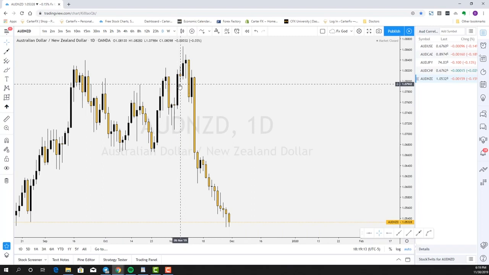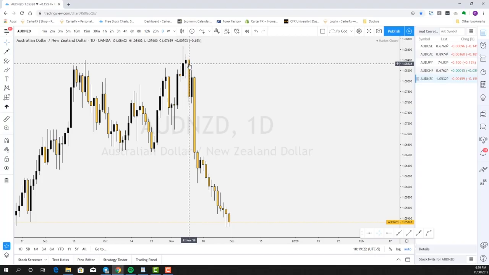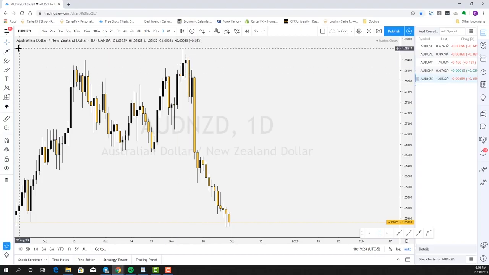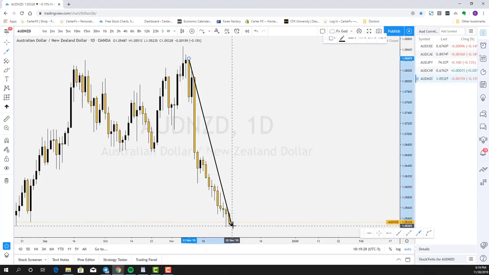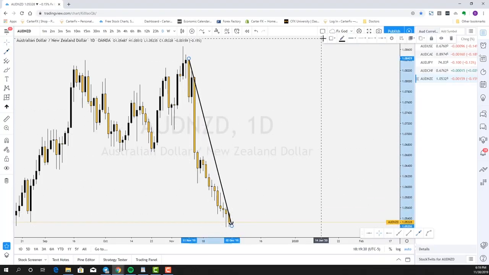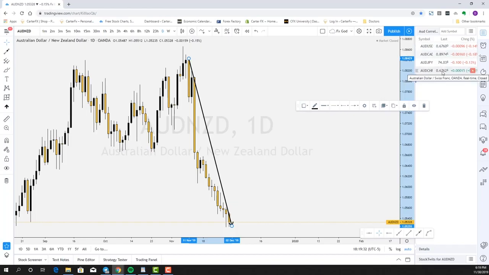Now let's take a look at AUD NZD and have a look. Once again, with this being the 4th of November, you can see that we actually went up much higher, and it was on the 11th of November that AUD NZD started its bearish decline, following along with its other cousins in this family of AUDs.